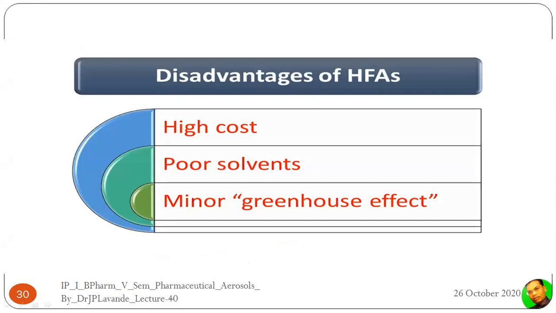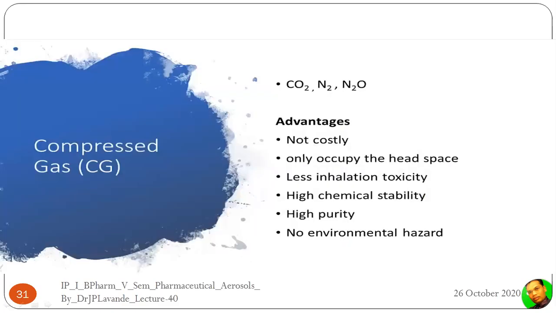The disadvantage associated with the HFAs is that they are costlier. They are high cost, they are poor solvents, and they will have minor greenhouse effects. The next is the compressed gas. All those we saw up till now were examples of the liquefied gases. Now there is the compressed gas. The examples are carbon dioxide, nitrogen, and nitrous oxide.